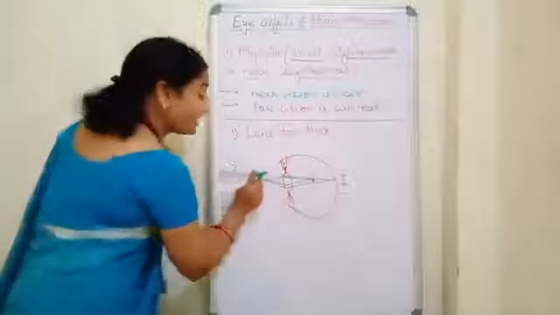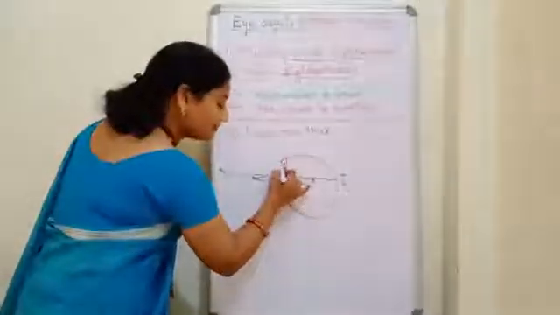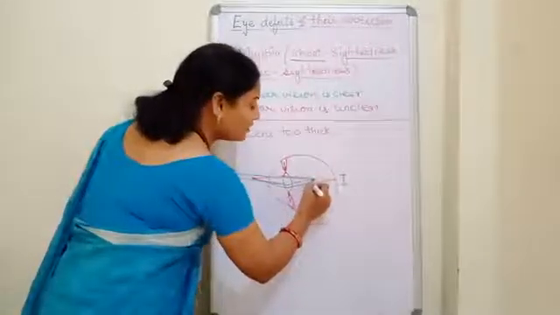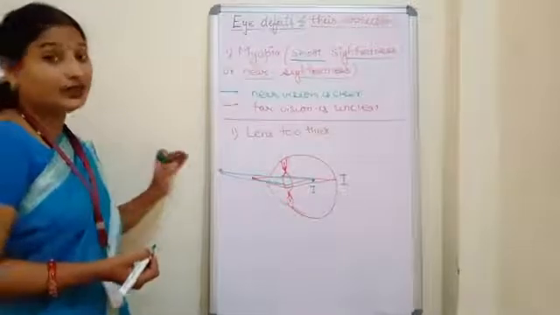So now the rays have already become parallel. Because of this convergence, they will converge, and after convergence, they will form the image somewhere here. And then we would not be able to see the image.